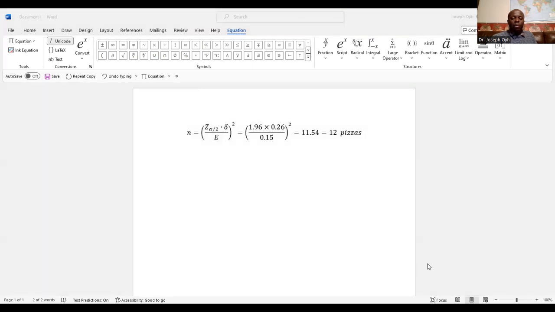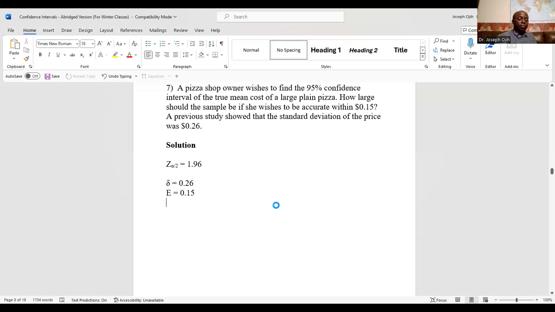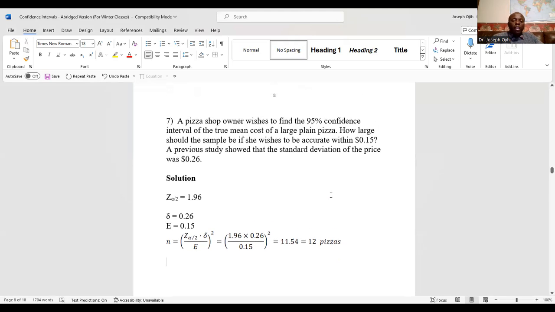So that's right there. So that's how to do it, finding the minimum sample size. Any question on this last one? Any question? Okay, there's no question. Good.